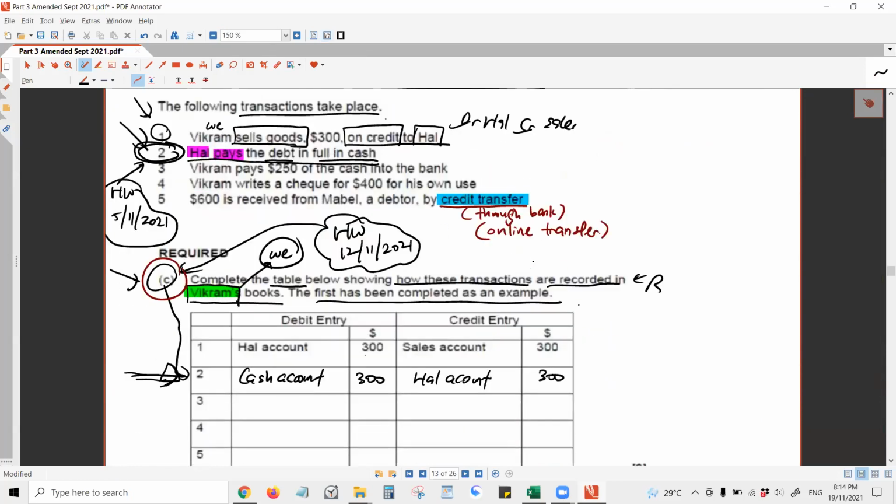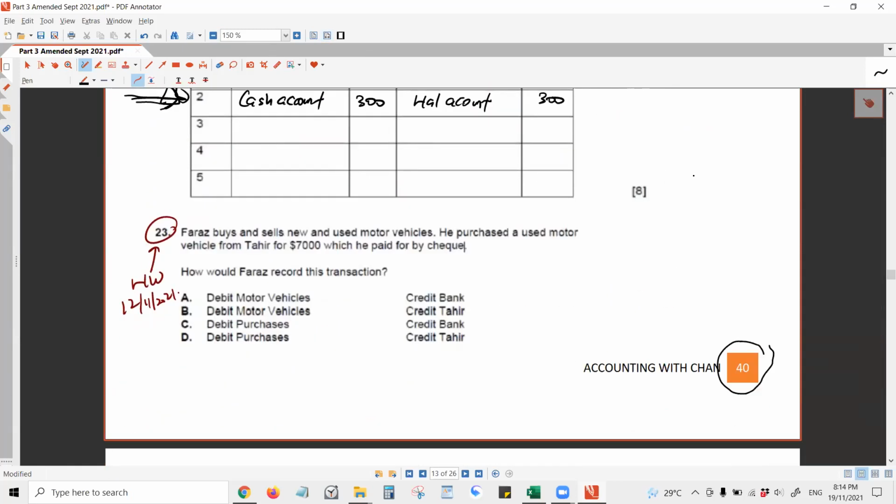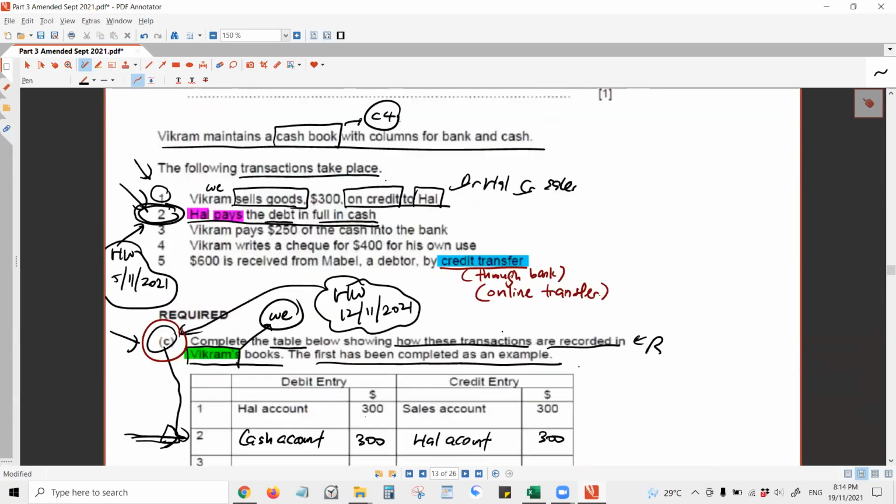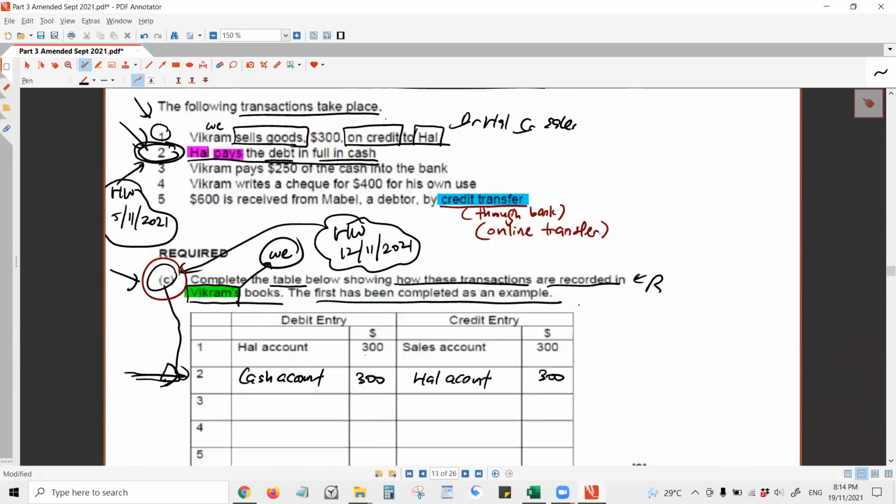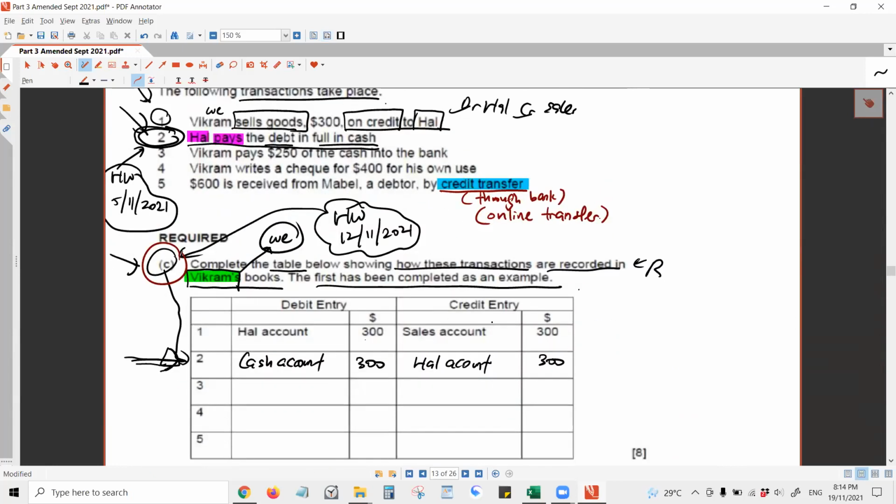Now continue to see the homework. Is this the table, the homework? Yeah, correct. I told you to attempt this entire table. Let's discuss this table. Page 40, which is the next page. I remember we discussed the second one. Now we look at the third line. This question is asking you what account to debit and what account to credit, right? Now look at the third one.